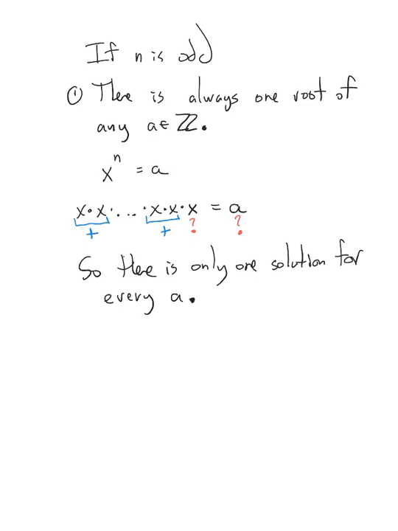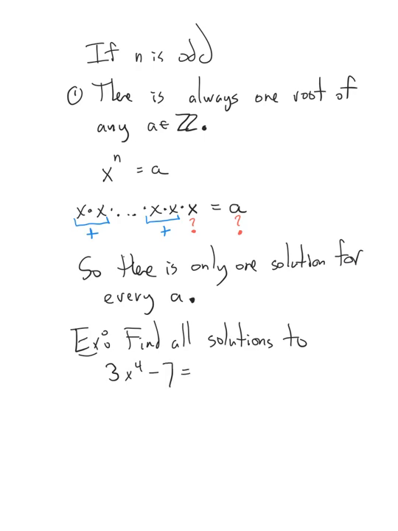So let's do one quick example. Let's find all solutions to the equation 3x to the 4th minus 7 equals x to the 4th plus 1. That will do. Okay.